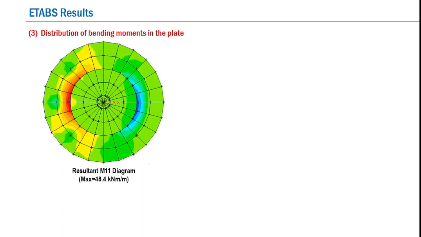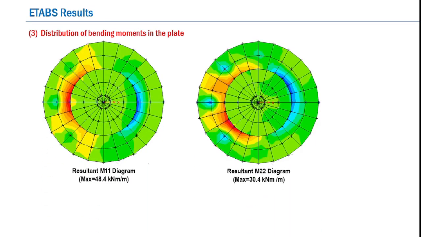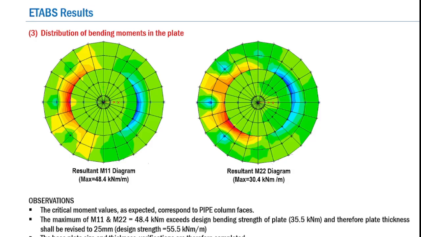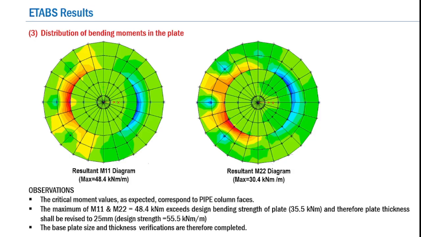Now let me take you to the distribution of the bending moments in the plate, which is essential for the verification of the plate thickness. And here is presented the resultant M11 diagram with a maximum of 48.4 kilonewton meter per meter. And here is the resultant M22 diagram with a maximum of 30.4 kN per meter. And let me provide you some of the important observations from this plot.